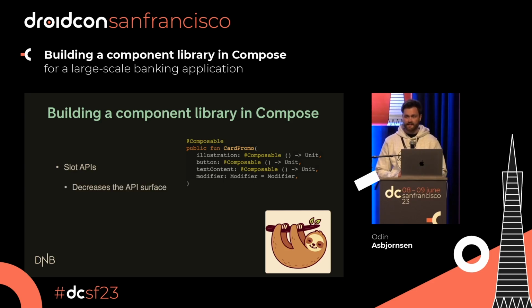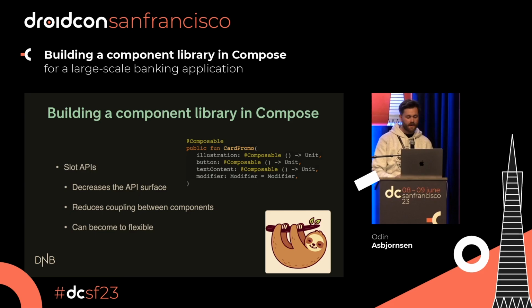And what it does is that it decreases the API surface. As you could see, we reduced the amount of arguments that the user of this library had to relate to. It also reduces the coupling between components, which was key for us to build this library. We also found in the start that this could become a bit too flexible, because we wanted it to be very consistent through our DMB domain. And we didn't want the users to just inject whatever into these composables. So in the start, we were very hesitant about using this, but we're leaning more and more towards using this now.